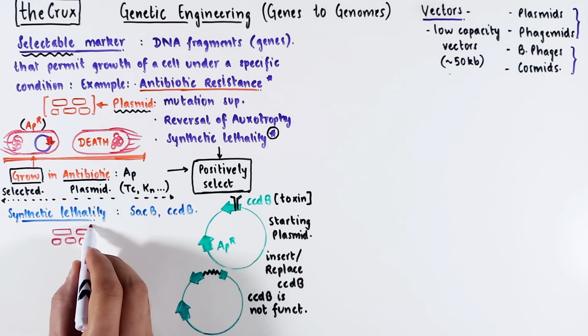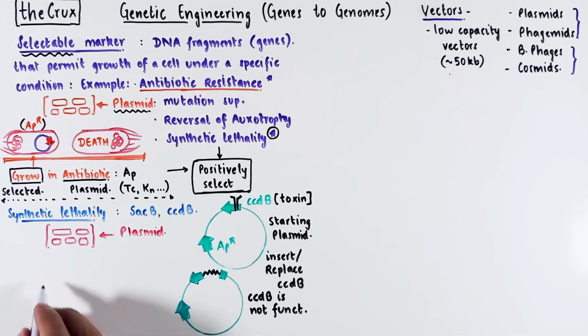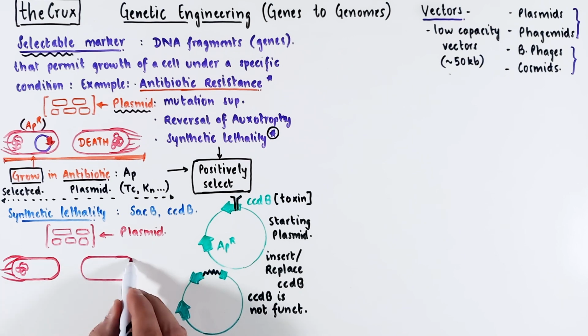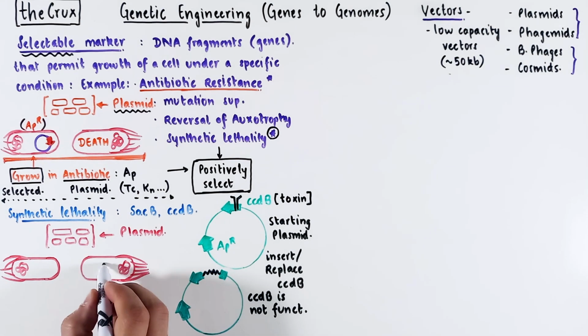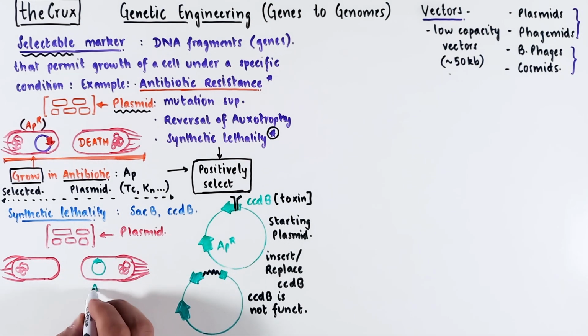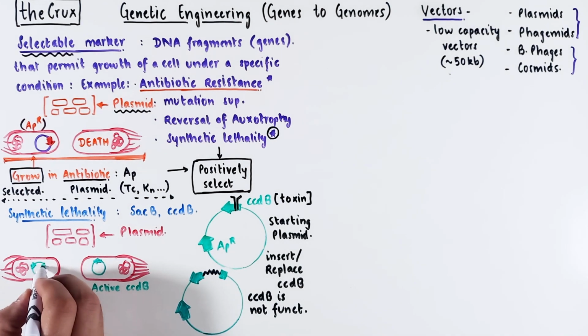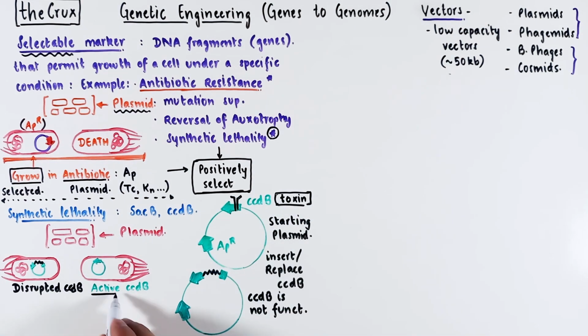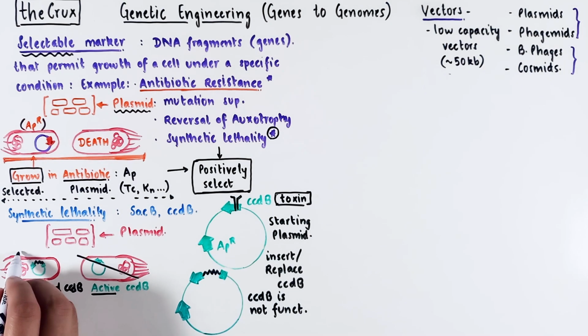The experimental setup is the same. Because of the antibiotic, all non-plasmid containing cells will of course die. But apart from that, you have two scenarios. One where the bacteria receives the active CcdB plasmid, others where the bacteria receives the disrupted CcdB plasmid. Since active CcdB is toxic, this type of scenario means death. So you will actively select for disrupted CcdB plasmids.